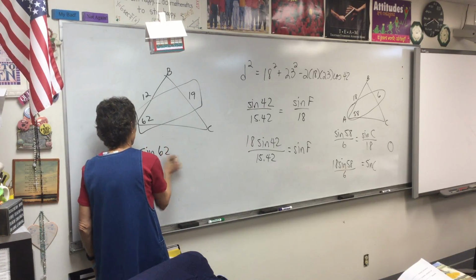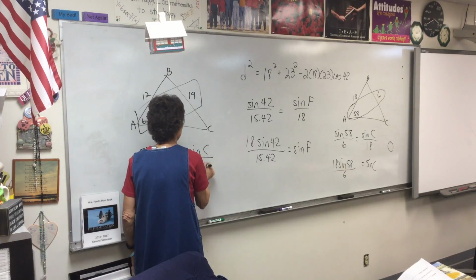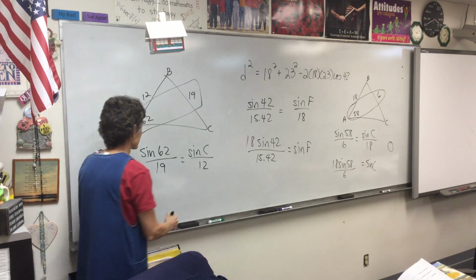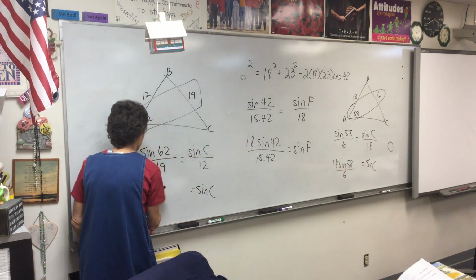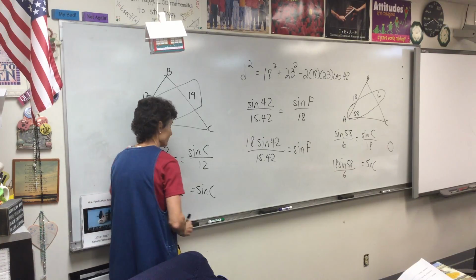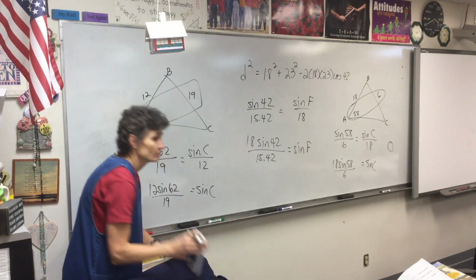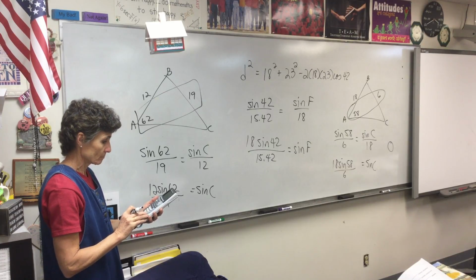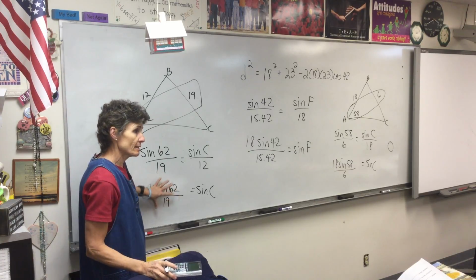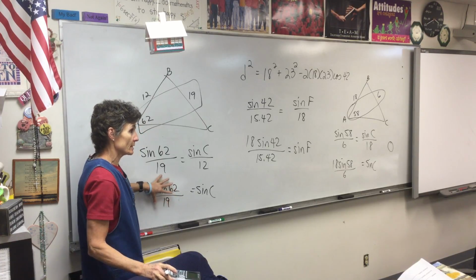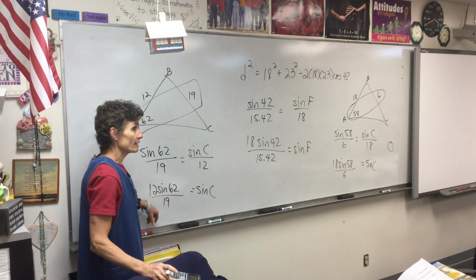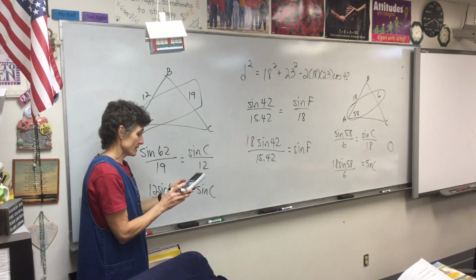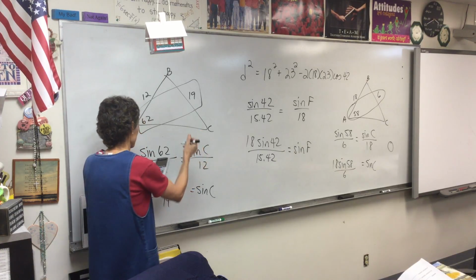Sine 62 over 19 equals sine C over 12. So sine C equals 12 sine 62 over 19. I typed this in. Did you? Get it typed in. Now you're looking for angle C. In order to get angle C, what are you going to have to do to this number? Second sine it. And I got 33.89.